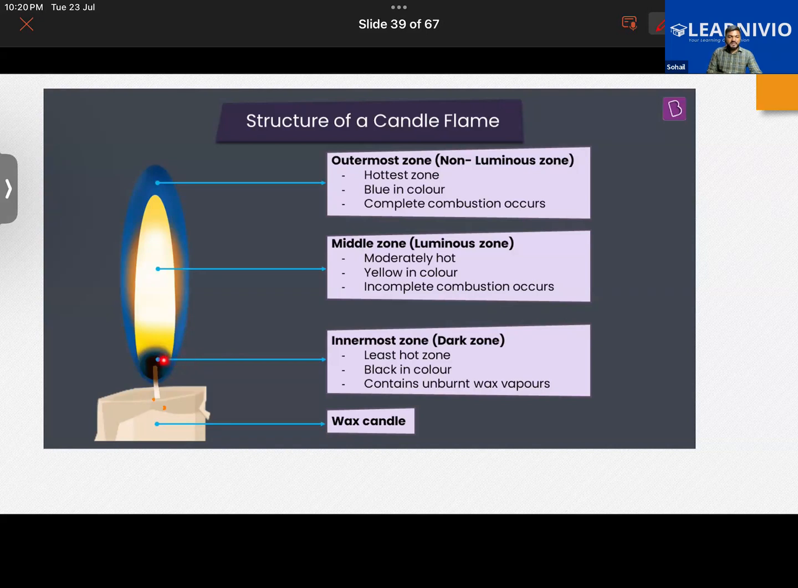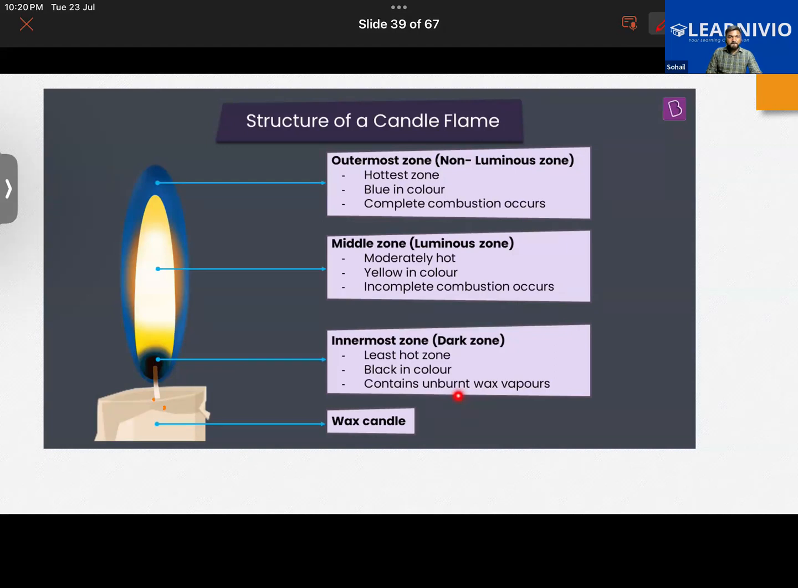Since it lies in the innermost area, it does not get a sufficient amount of oxygen, so it will not be burning properly. The wax vapors in this innermost zone have not burnt properly, so it contains unburnt wax vapors.